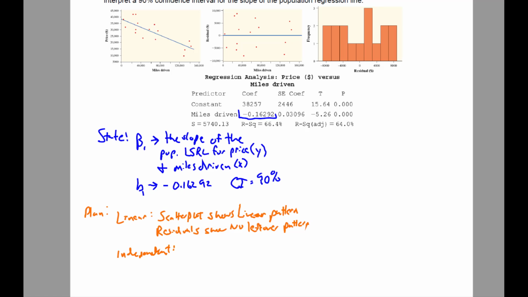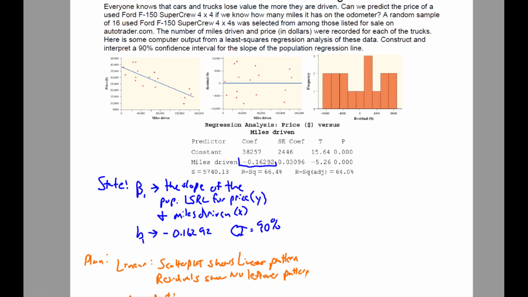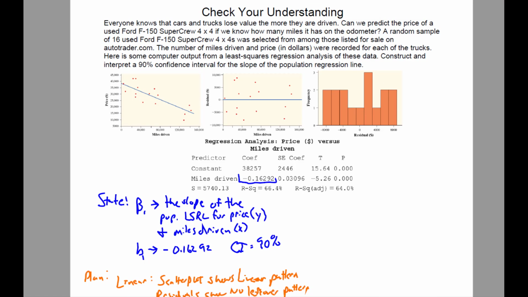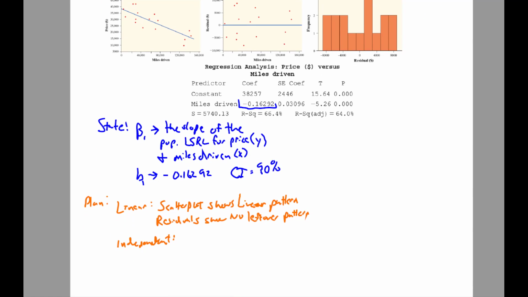So we're seeing it as dependent. Well, in this case up here, I believe there were 16 trucks. Yeah, we had 16 used Fords, okay? So we have 16 used Fords, so we're going to say that 16, of course, is going to be less than 10% of all F-150s. Okay, so that's definitely an easy assumption to make.